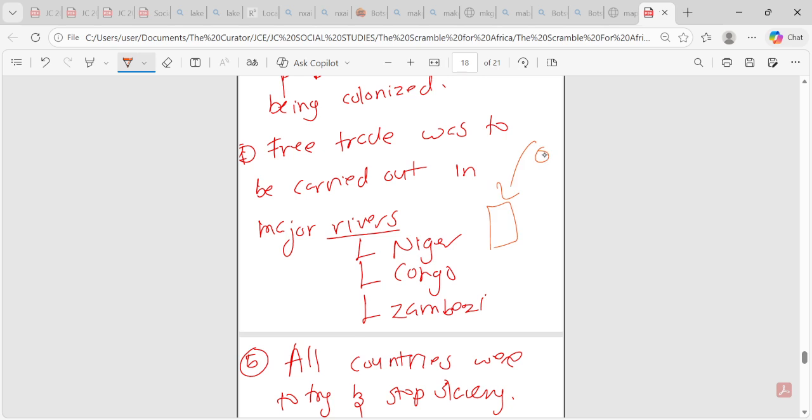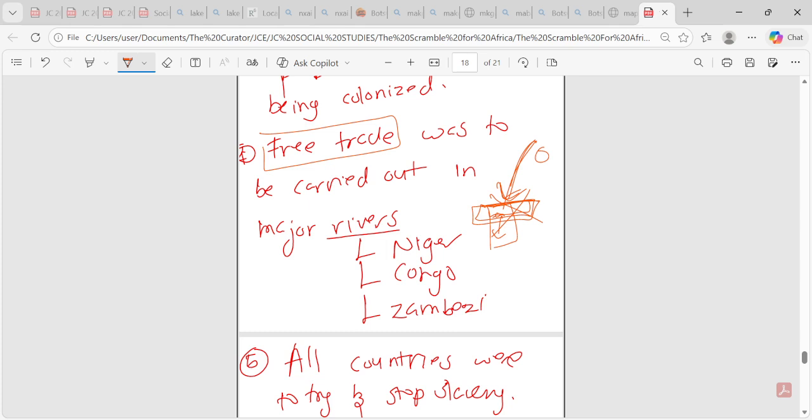you import stuff. Usually your country is going to tax you. It is going to take a percentage. You're going to pay a small sum of money in order for your goods to pass through. So if we remove this thing called customs duty altogether, we are now left with free trade. Goods get in for free. So free trade was to be carried out in major rivers to lessen this conflict, probably. So these rivers were the Niger River, the Congo River, and the Zambezi River.